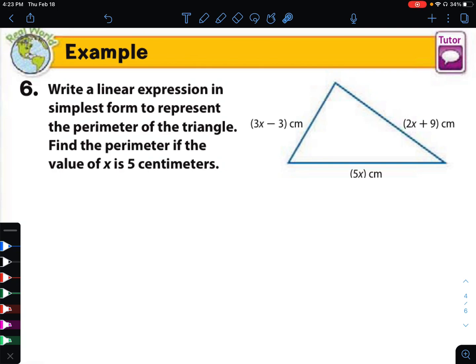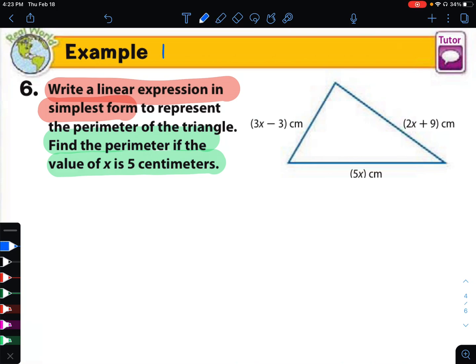In this problem, it's asking us to write a linear expression in simplest form to represent the perimeter of a triangle. That's the first thing we need to do. The second thing we need to do is find the perimeter if the value of x is 5 centimeters. First and foremost, we need to understand what perimeter is. Perimeter simply means the sum of all the sides.